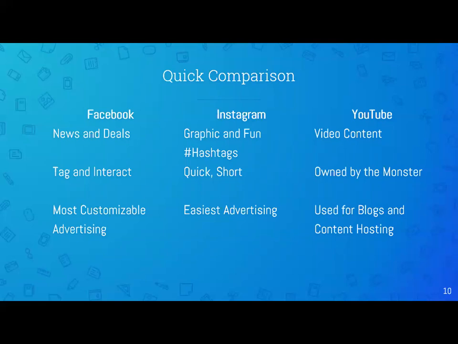On Facebook, you'll find most success with news and deals, where you can tag and interact with businesses and customers. Facebook also has the most customizable advertising platform out there, meaning you can hit different people and really specify the target that you would like to hit. Instagram is graphic and fun. It is the home of the hashtag, which we're about to talk about. Postings are meant to be quick and short. And contrary to Facebook's customizable advertising, Instagram has the easiest advertising, 5 clicks to an ad. And I'm going to show you how to do that.